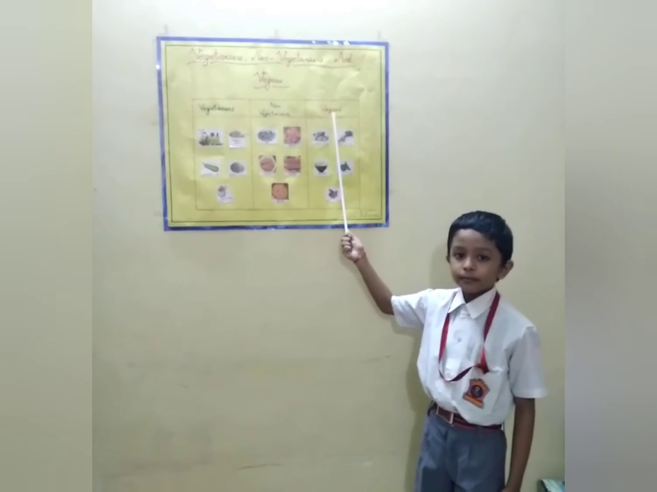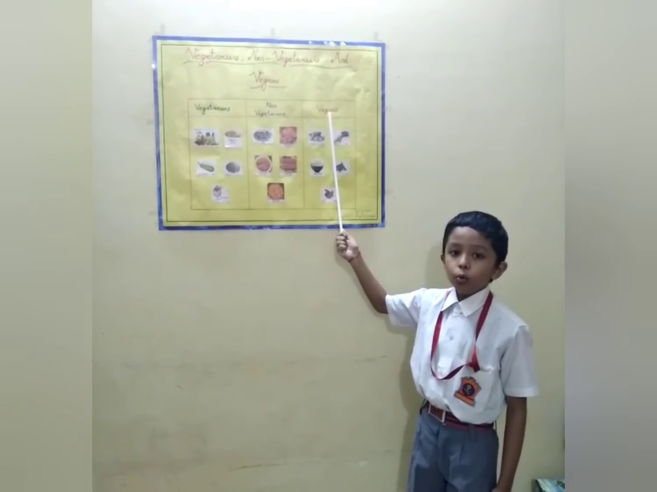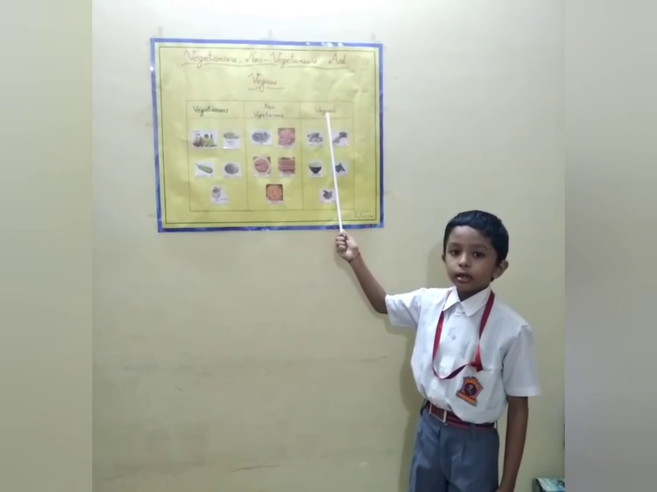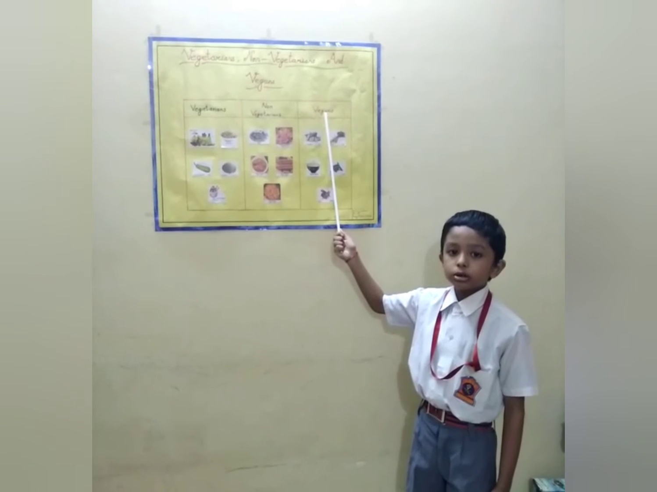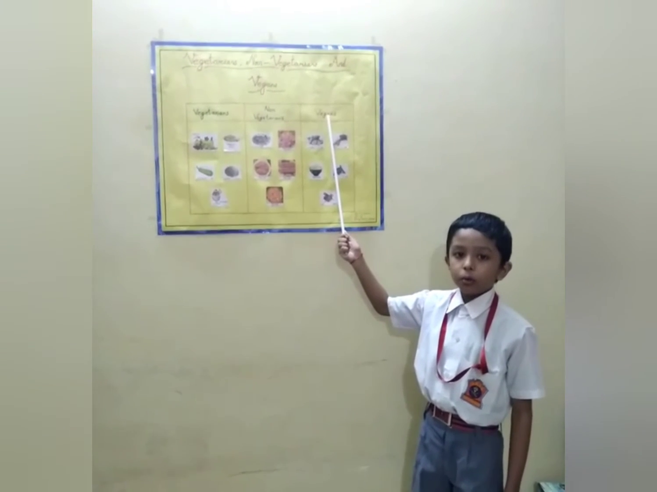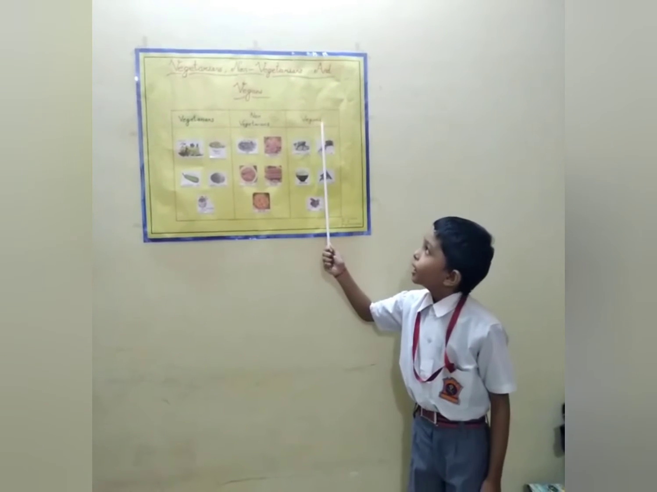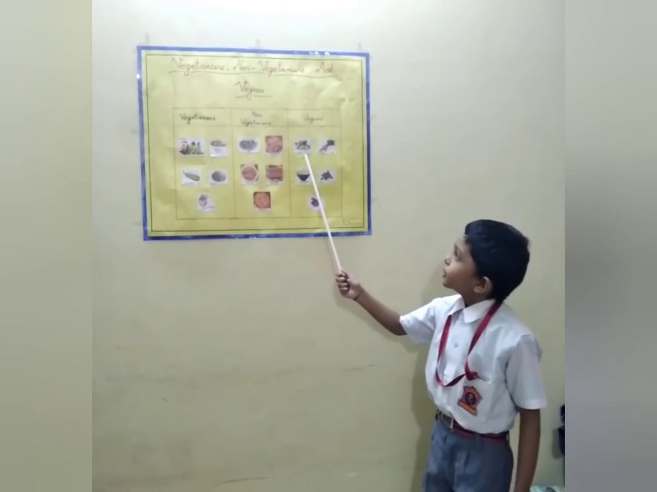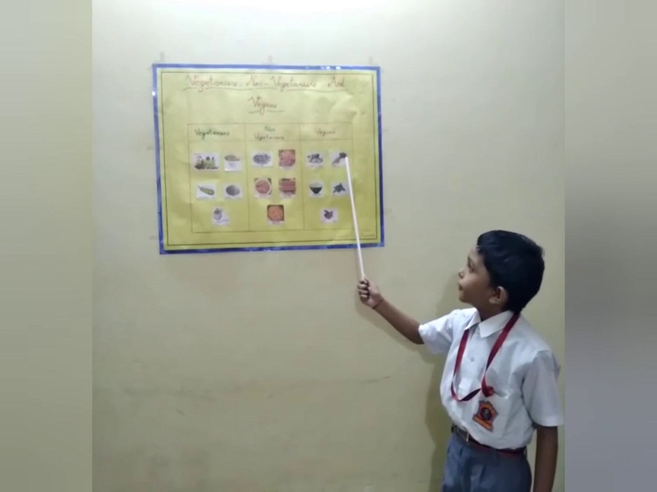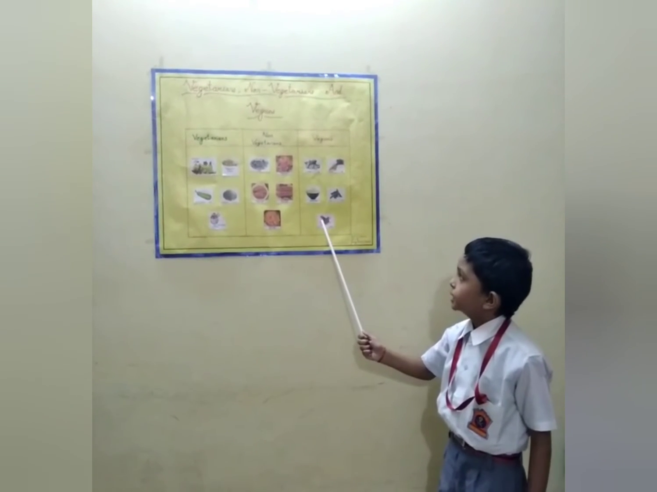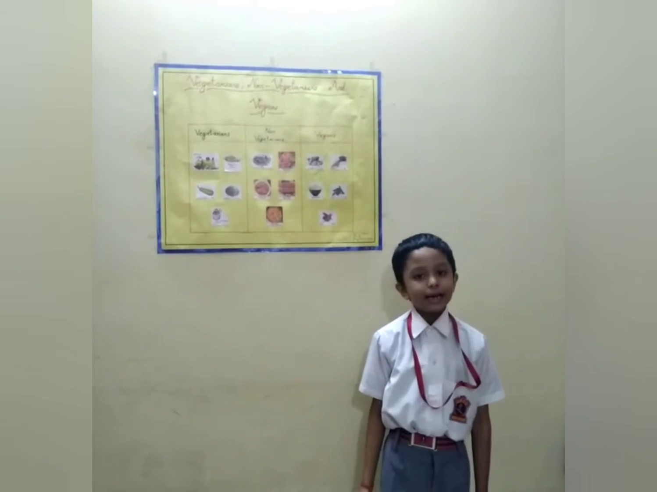Vegans, those people who do not eat any animal sourced food are known as vegans. For example, cucumber, carrot, boiled rice, peas, bitter gourd. Thank you and have a nice day.